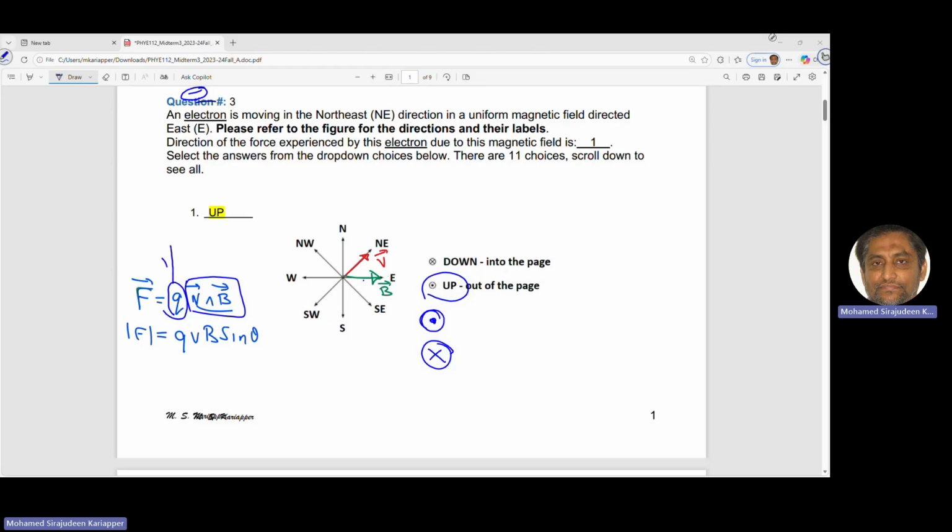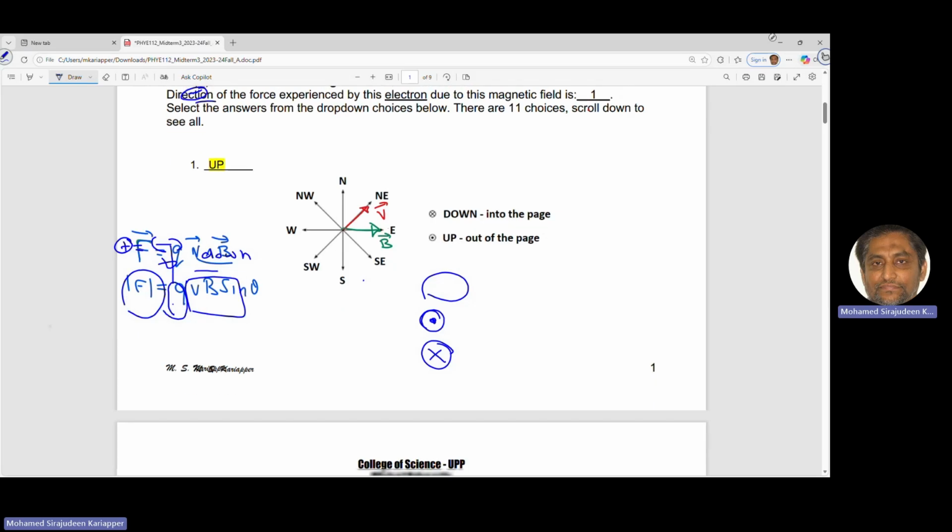But this is an electron. Electron is negatively charged. That will flip the direction, so the direction of the magnetic force will also depend on the sign of the charge. So we get V cross B is down, but there is a negative in front of it that will make it positive. Okay, right. So we did that. Let me go to the next.